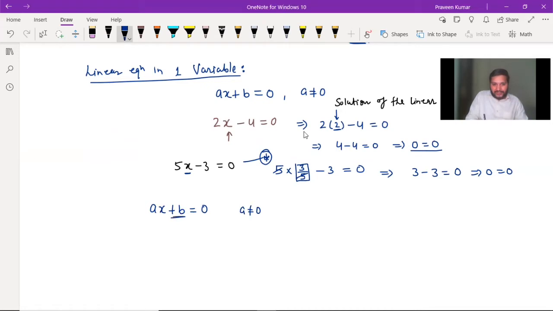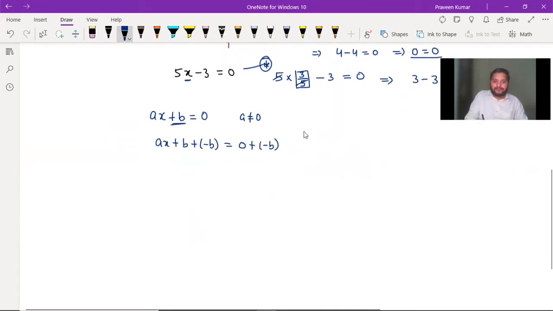So to remove this plus b, we can add minus b on both sides, which is the additive inverse of b. So ax plus b plus minus b is equal to 0 plus minus b. So ax plus b plus minus b will become 0, so no need to write 0. It will become ax is equal to minus b.